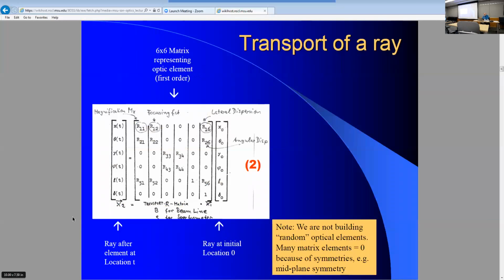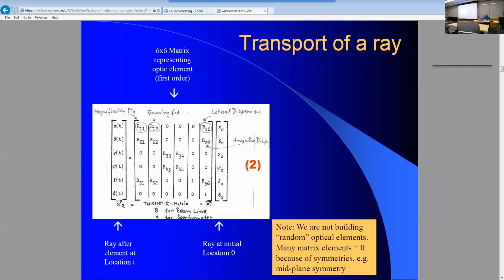Now, here the location is 1. And we would like to take a ray, which you know now is in this approximation just 6 parameters, to a location T, or whatever you call it, the same parameters, but at the end of the system. So in general terms, if you make a transformation from here to here, you can do that in linear approximation with a matrix, with a 6 by 6 matrix, and you have here the matrix elements.